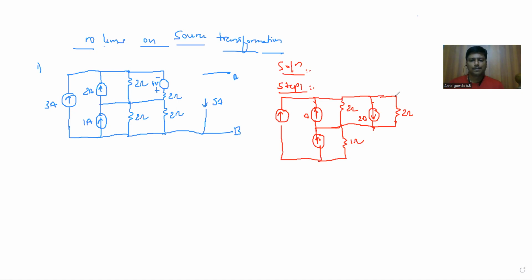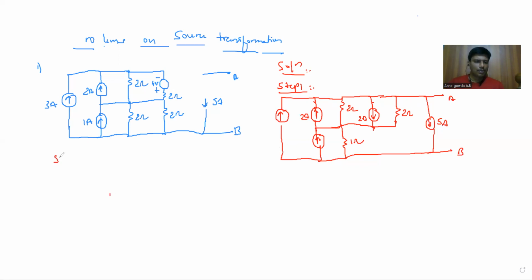And this 5 amps across terminals A and B. So now these two current sources, 2 amps and 2 amps, are in the opposite direction and with the same magnitude, hence they cancel each other. And these 2 ohm and 2 ohm are in parallel.